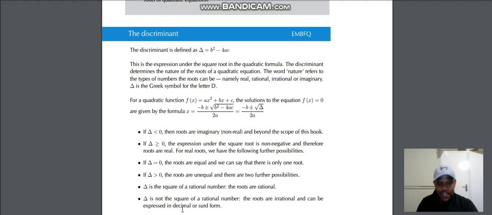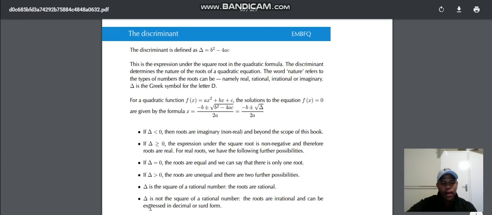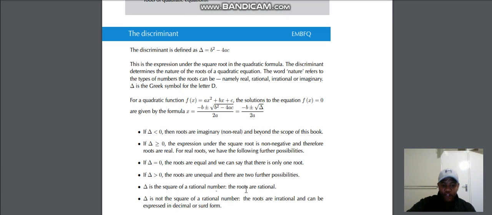So, for instance, if delta is a square of a rational number, delta could be 4. If delta is 4, we're going to have rational numbers. We're going to have plus, minus 2. But if delta is square root 3, we're going to have plus, minus 1 point something. Do you understand? That's really the distinction there.